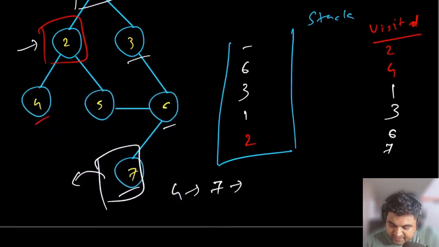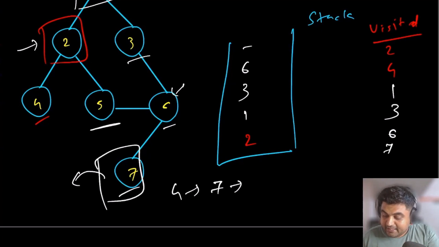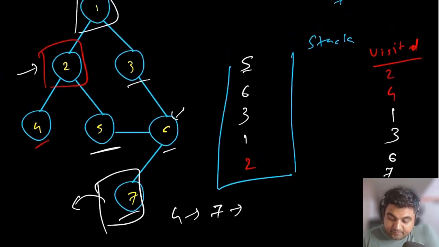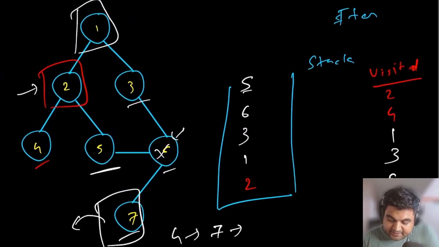Now again, we are at this junction 6. For this junction 6, we haven't taken care of node number 5, and that hasn't been visited. So we are going to mark node number 5 over here as well. And from this node number 4, now every single neighbor of this node number 5 has been visited. So now we can simply do our pop operation.